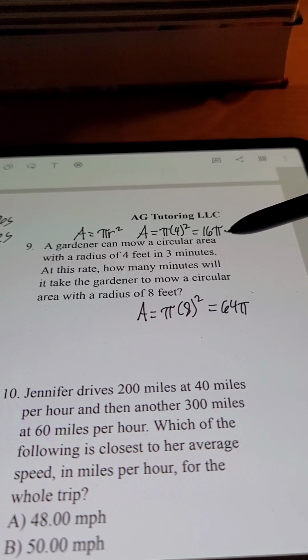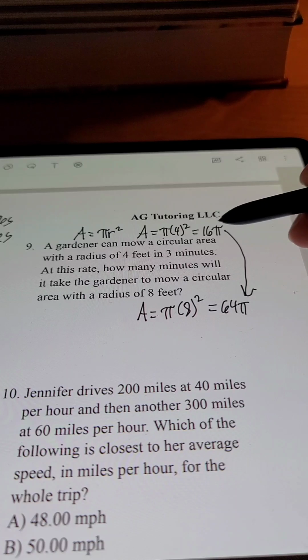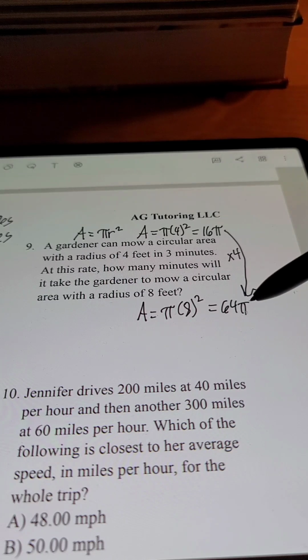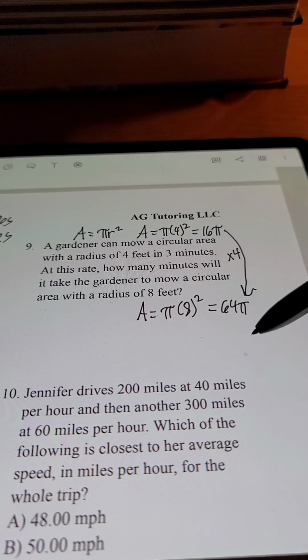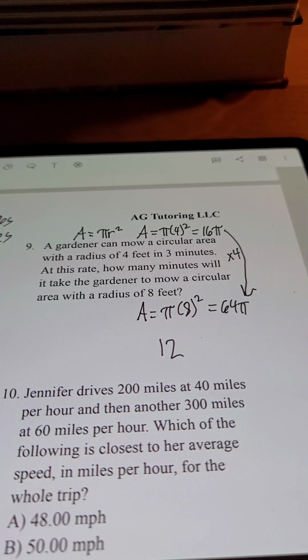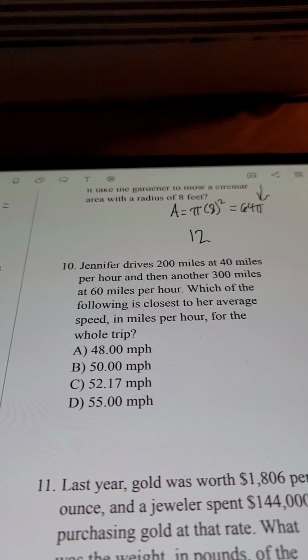So remember, we're going from this area to this area. And you can see that there's a relationship here where we're multiplying 16 pi by 4. Like the area is 4 times greater. So that means the time should also be 4 times greater. So 3 times 4 is going to be 12. So 12 minutes. Okay, pause to read number 10 if you haven't already.